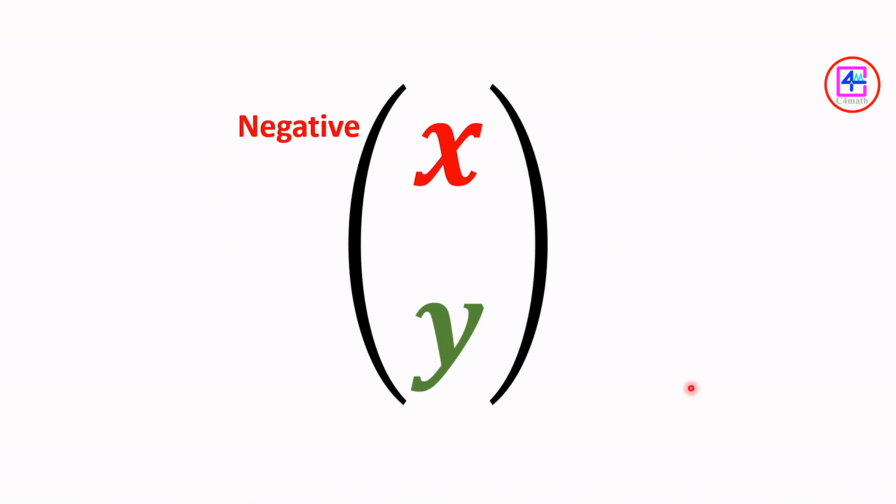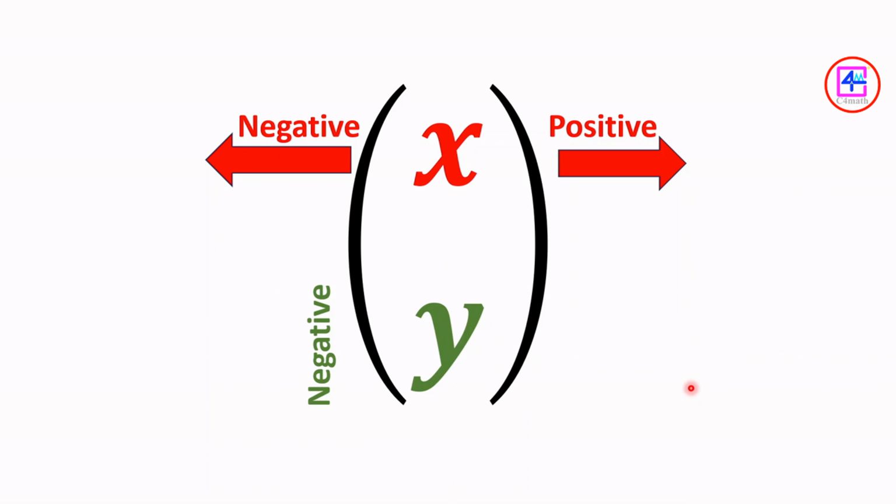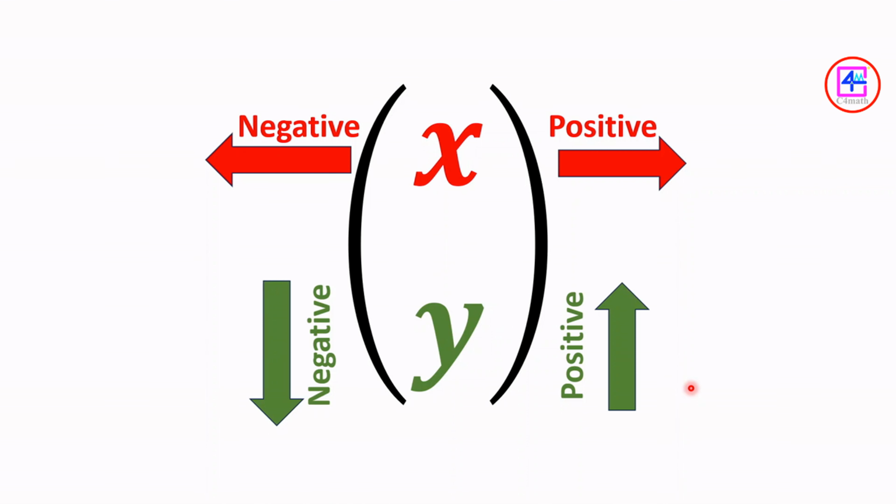That means here the rule: if x is negative, move left side; x positive, move right side. In the y case, if negative, move down; y positive, move up.